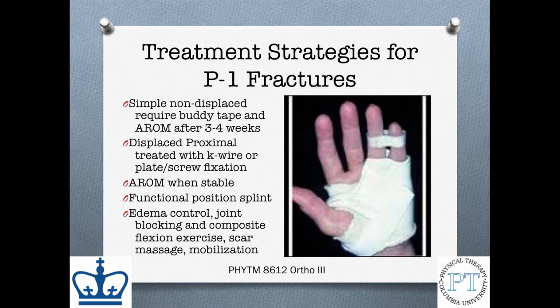So what are the strategies when somebody has a proximal phalangeal fracture? If it's non-displaced, usually you could buddy tape, meaning tape it to an adjacent finger, for approximately 3 to 4 weeks, and then we can begin active range of motion. If the fracture is displaced, they're typically treated with K-wire or a plate and screw. We can do active range of motion once that fracture site is stable.